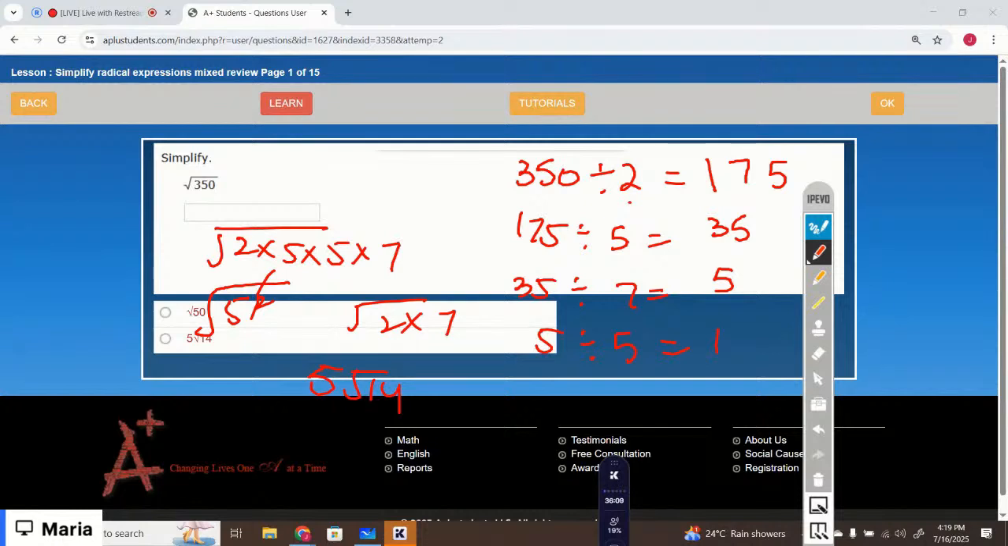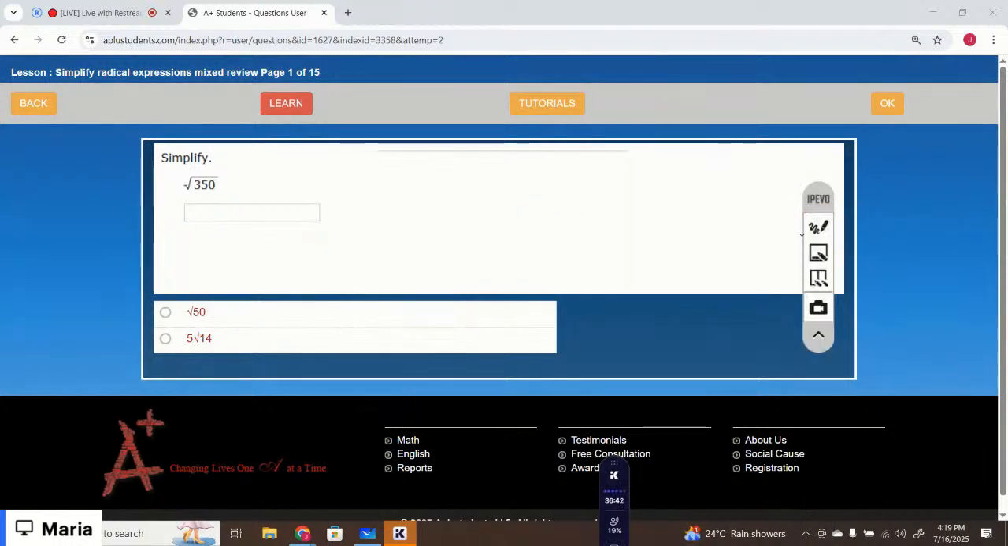It would be 5 square root 14. Option number 3 is the correct option. That is 5 square root 14. Option number 2 is the correct option.